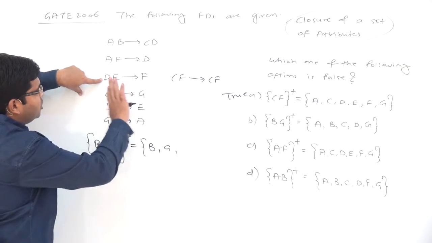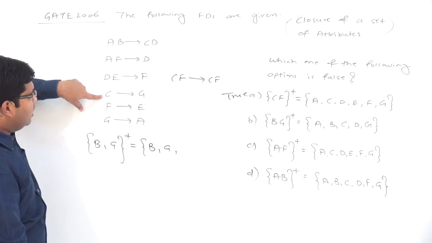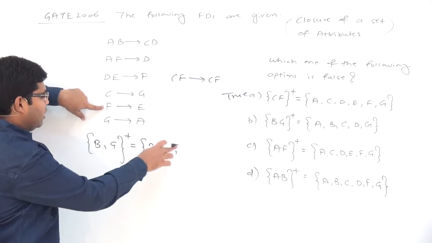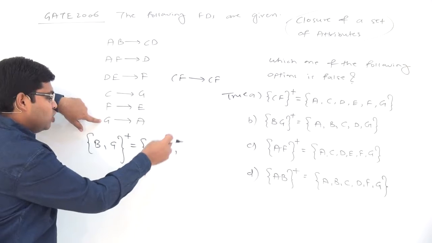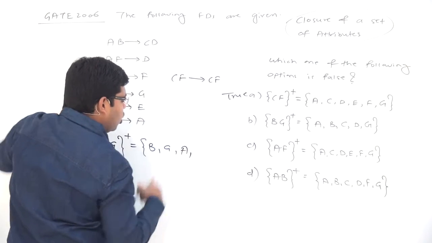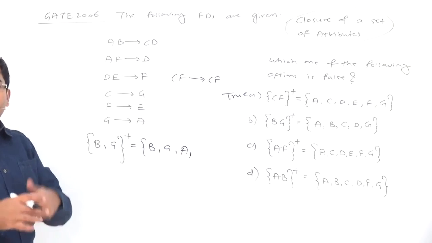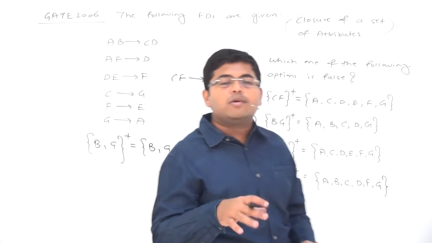DE, both the attributes are unavailable. C gives G, again C is unavailable, and F gives E, F is not available, G gives A, G is available. So from G you can obtain the value of A. Let's check the FDs again because we need to stop only when the attributes cannot be added.